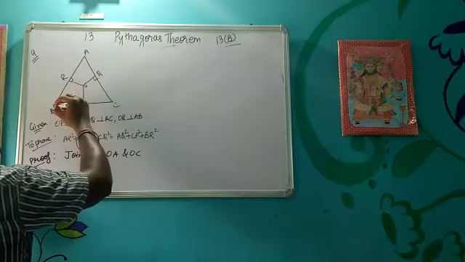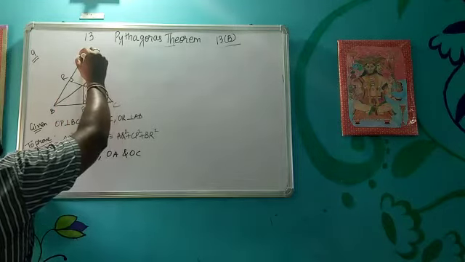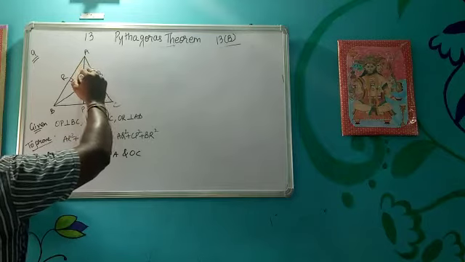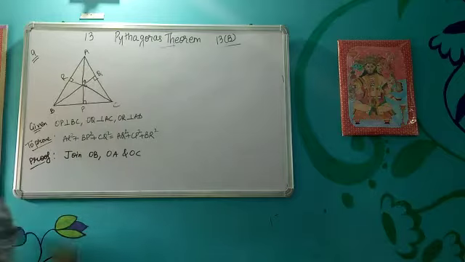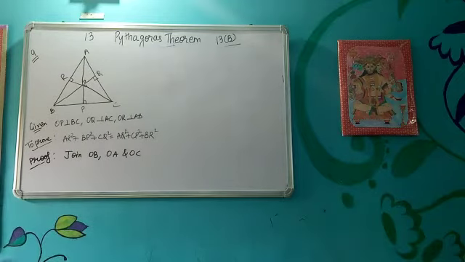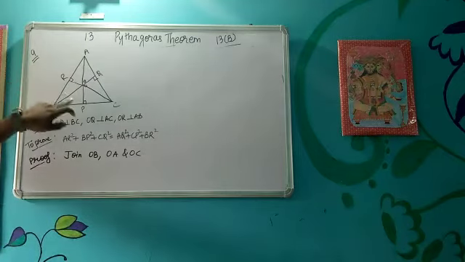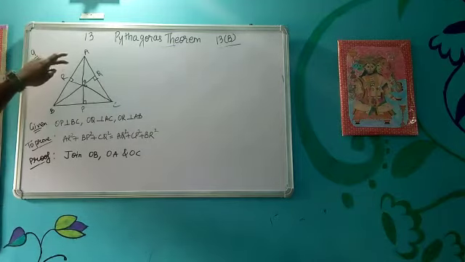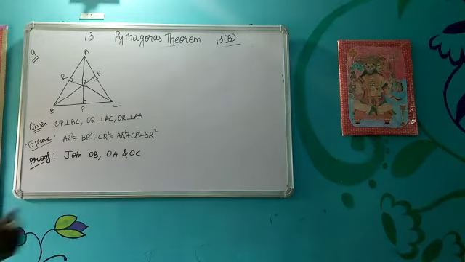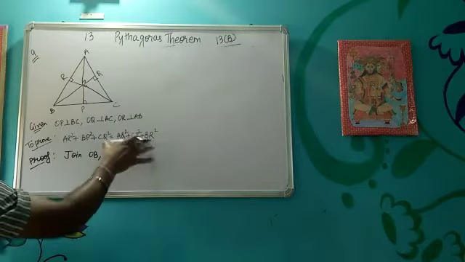So I am joining OB, OA and OC. Okay, this I have written O. Now we will go according to our need. So what we need? AR square, then BP square and CQ square. So how do we start? See, we need AR and BR both.